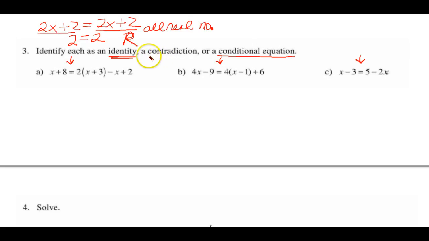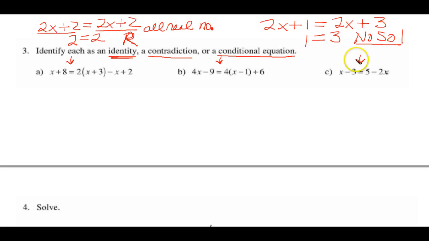Now, we also have something that's called a contradiction. What would that be? Well, if I had 2x plus 1 equals 2x plus 3. Now, when I subtract out the 2x's, I have 1 equals 3. Is that a true statement? No. So when you have something like this, that after doing it you don't get a true statement, you get a false statement. This is not true. You have what is called a contradiction. And for contradictions, there is no solution.